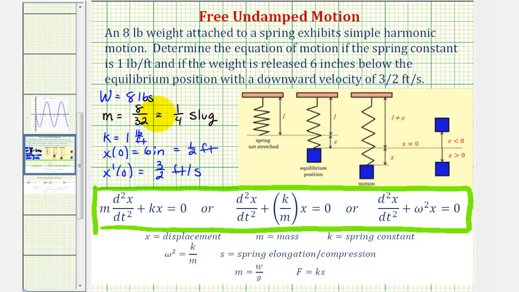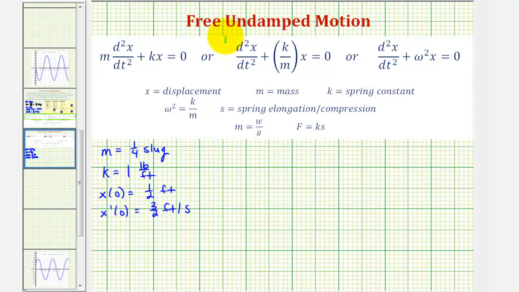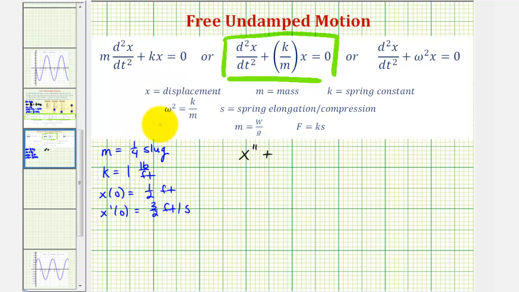So now we can take this information, set up the differential equation, and then using these initial conditions, we can find the equation of motion. Let's go ahead and use this form here. So we'll have x double prime plus k divided by m, which would be 1 divided by 1/4, times x equals 0. Well, 1 divided by 1/4 is the same as 1 times 4/1, or just 4. So we have x double prime plus 4x equals 0.